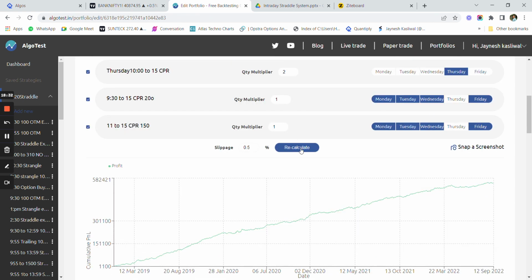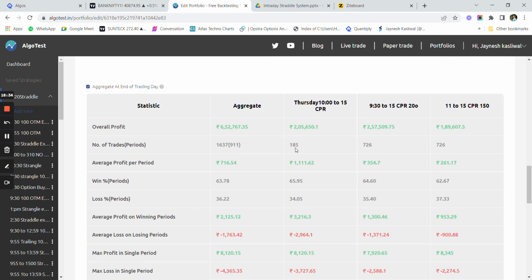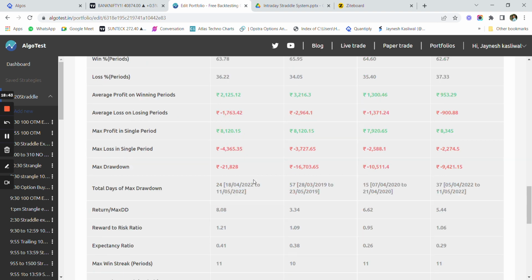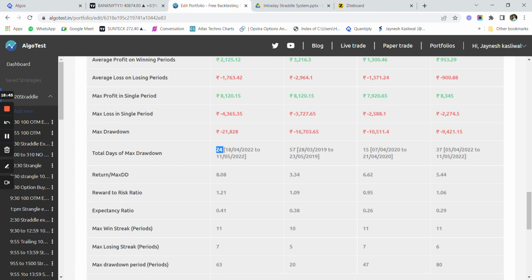Let's say that I want to run this combination as of now. So we can clearly see that average profit on winning trades is 2,125 rupees, and average loss on lost trades is 1,763. And total days of max drawdown is very controllable at around 24. Return to MDD ratio is around 8, and risk to reward ratio is 1.21, which is acceptable.